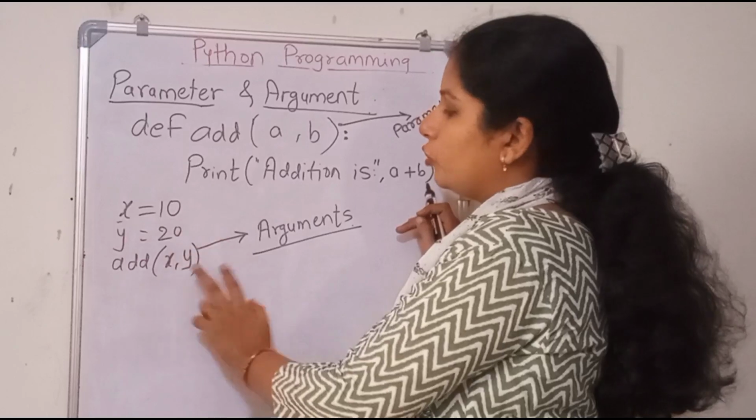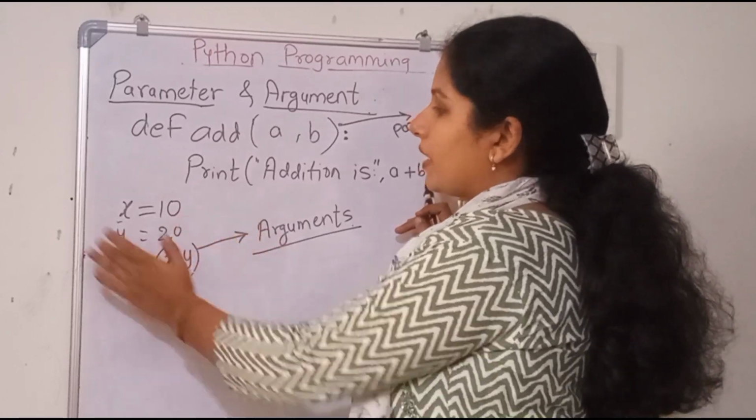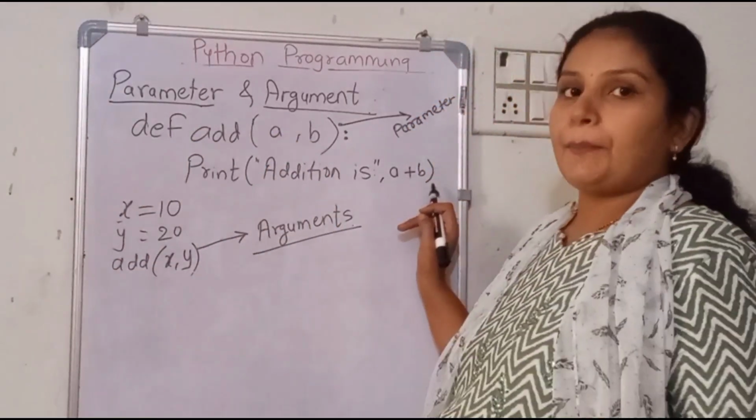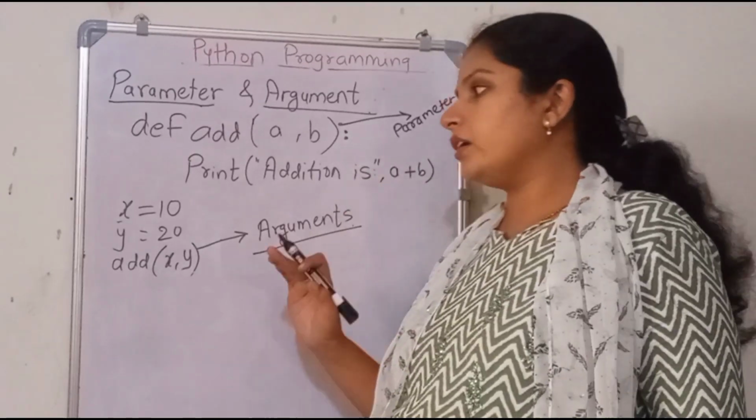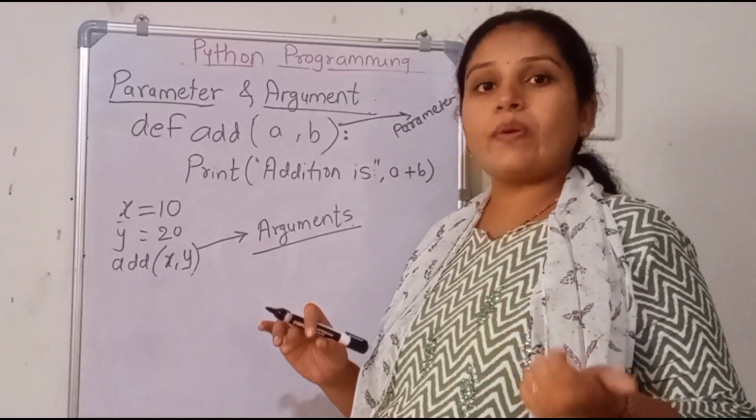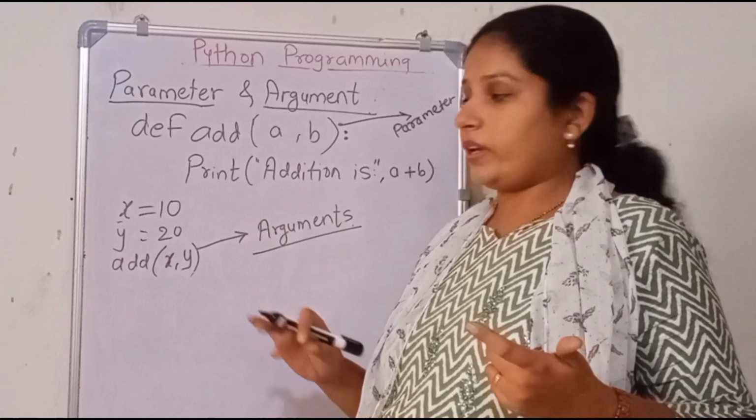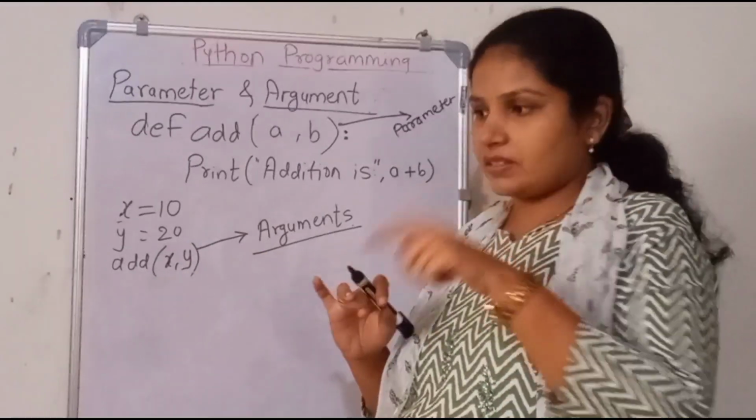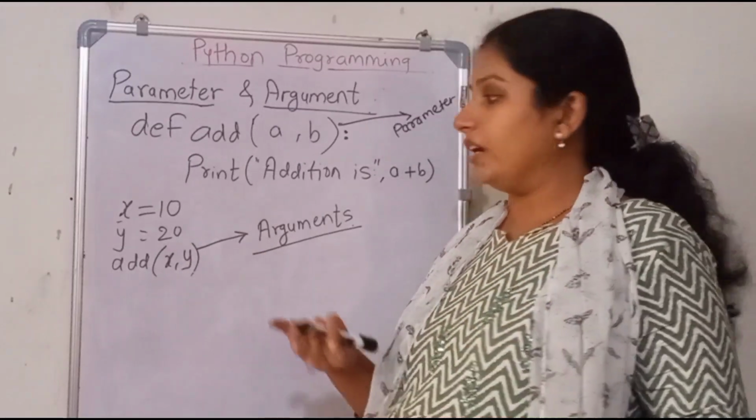X, y, these are your argument values. You are passing those values to the parameter, right? And here position or sequence matters a lot. Okay, here that is one of the concepts which I am going to explain next.